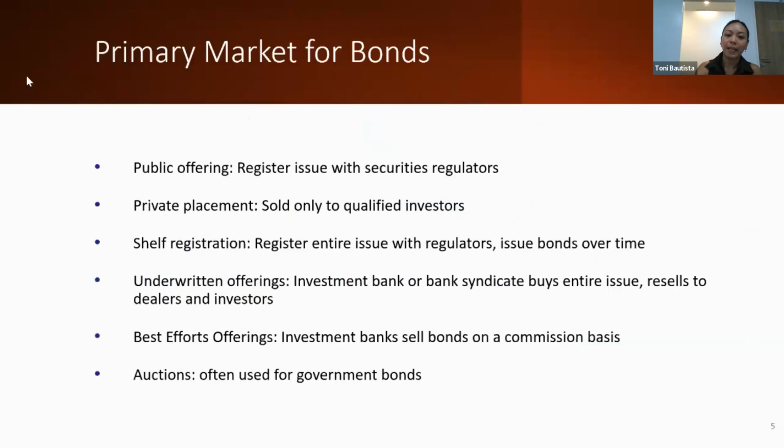Now, you're also aware of the two types of markets in bonds. You would have the primary market and the secondary market. The primary market is where we see an initial offering of the bond. We normally have two types of primary offering. You would have a public or private placement.